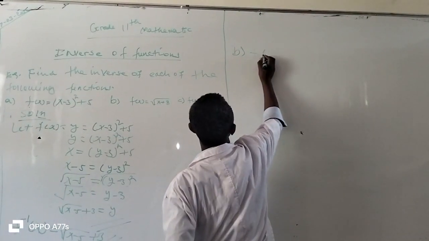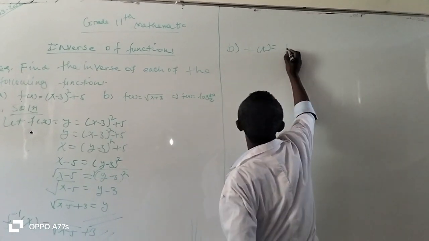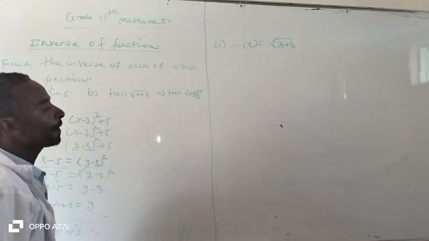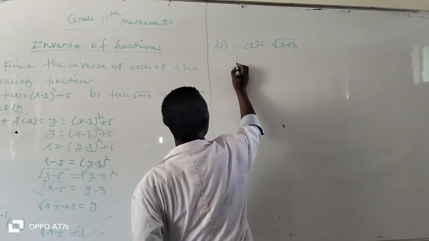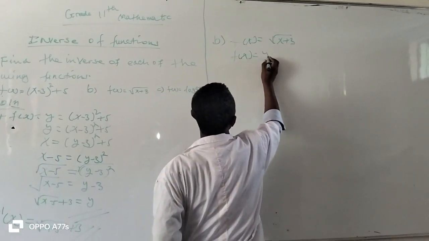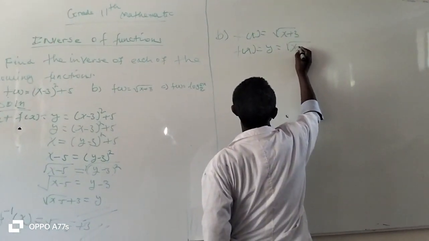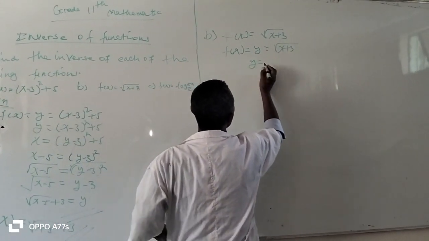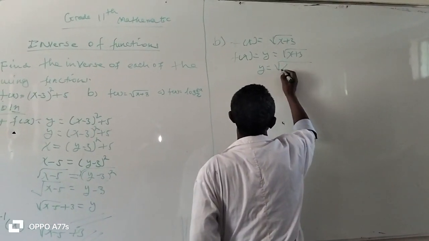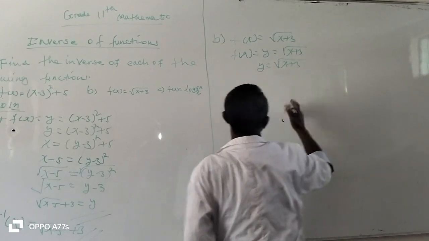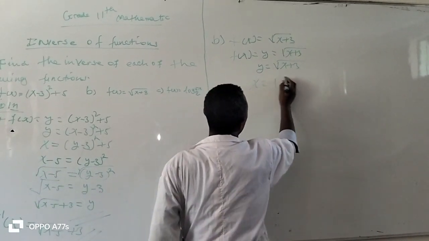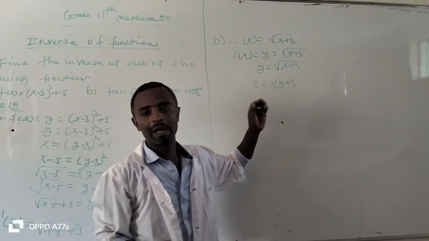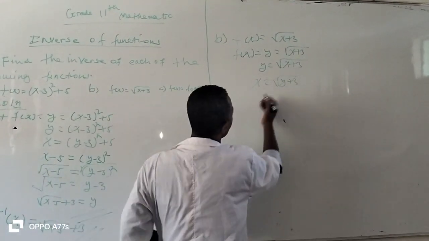Next, f of x is equal to the square root of x plus 3. First, we write f of x as y is equal to the square root of x plus 3. After writing this equation in this form, we interchange x and y. Now x is equal to the square root of y plus 3. After interchanging x and y, we solve for y in terms of x.